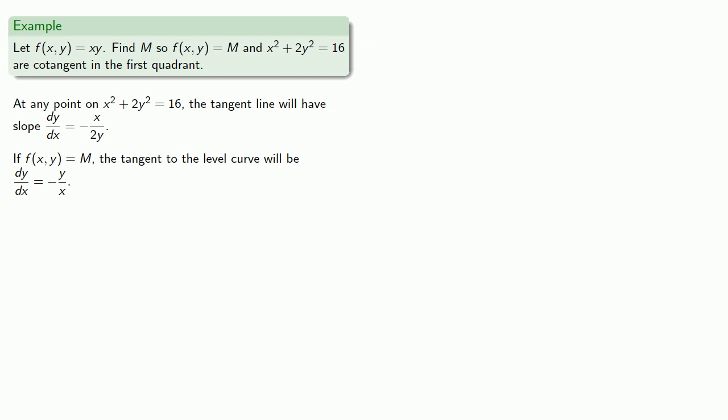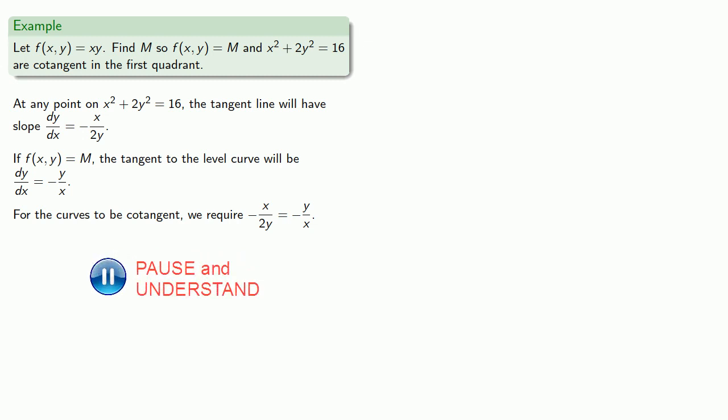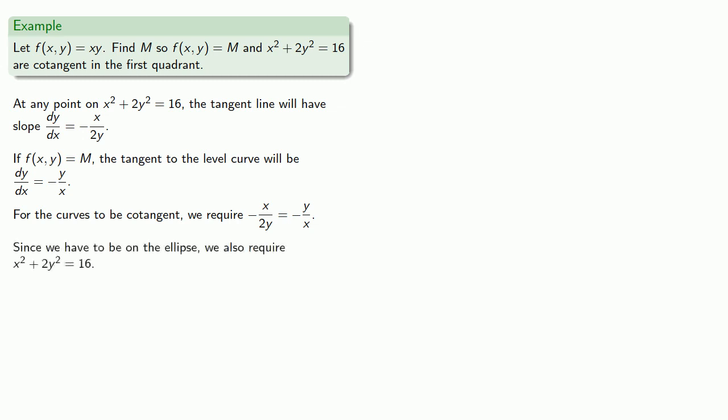Now, if we want the curves to be cotangent, first of all, we need to make sure that the tangent lines have the same slope. So we want the derivatives to be equal. So this gives us minus x divided by 2y equals minus y divided by x. Now this only gives us one equation, but we have two unknowns, so we need a second equation. Now remember that since we want the point to be cotangent, it actually has to be on both curves. Since we have to be on the ellipse, we also require x squared plus 2y squared equals 16. And now we have two equations we can solve.